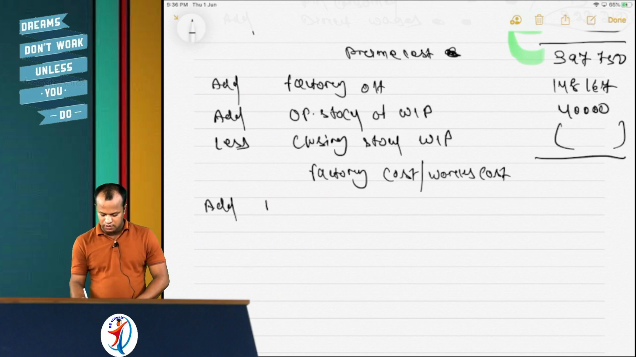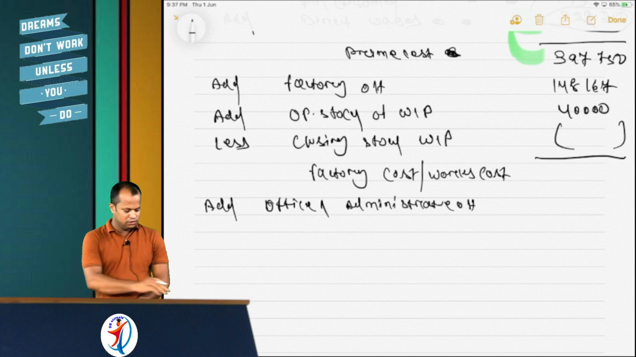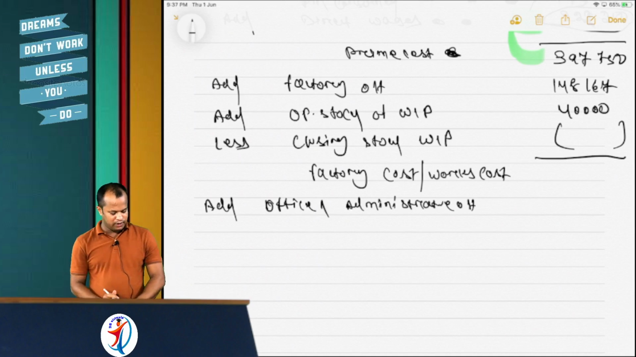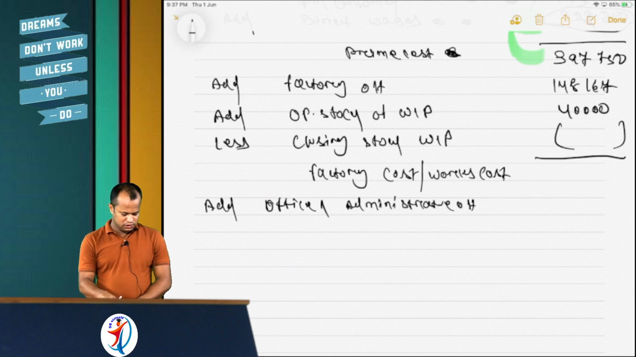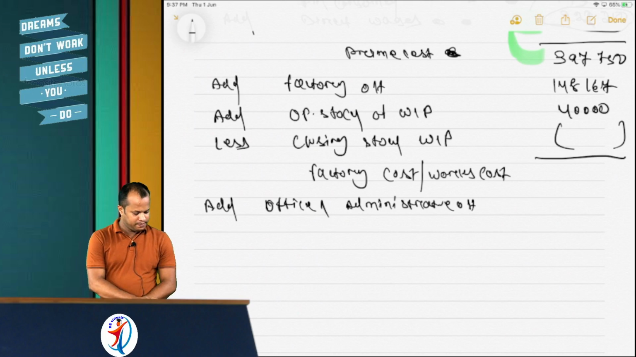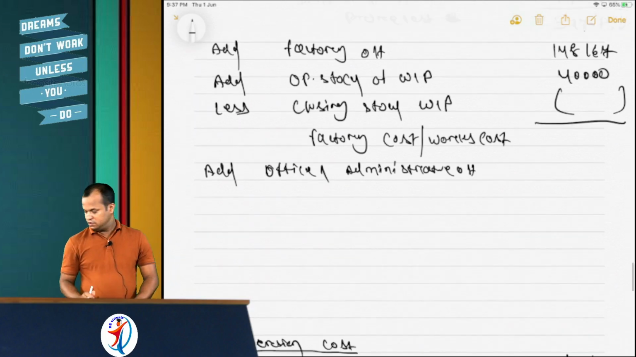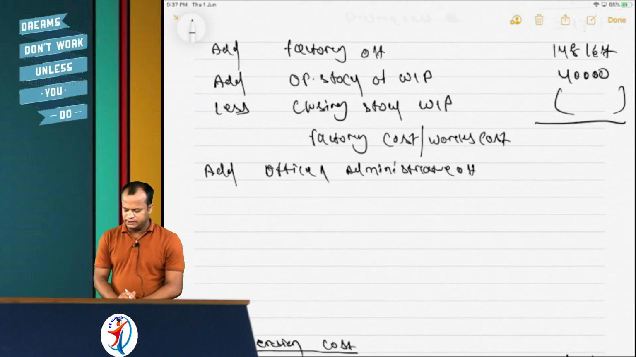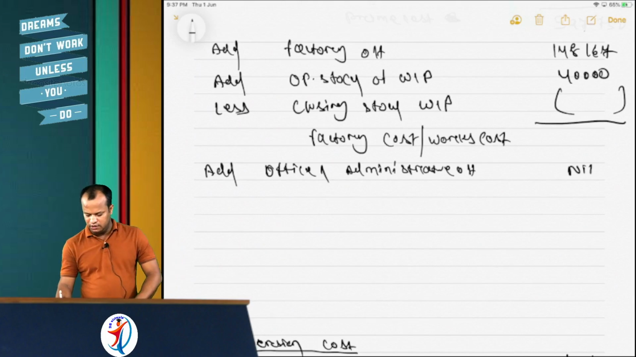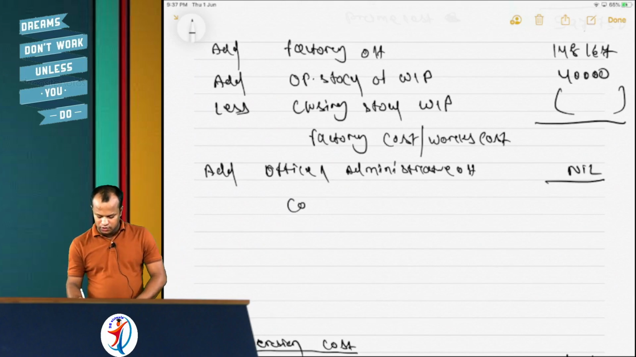Add office and administrative overhead. Can you tell me what is the amount of office and administrative overhead? Sir, it is nil. There is no information regarding office and administrative overhead, so it is nil. The result will be cost of production.